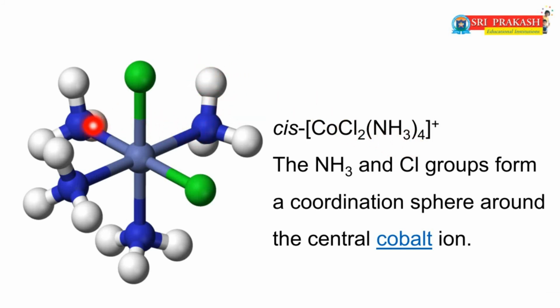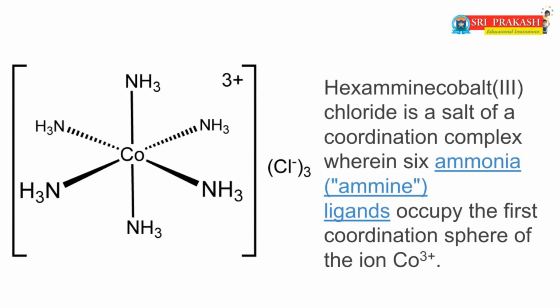In this, the blue color dots represent nitrogens, green color dots represent chlorines, and white color dots represent hydrogens. Another example is hexaamminecobalt(III) chloride, a salt of a coordination complex where 6 ammonia, that means amine ligands, occupy the first coordination sphere of the ion Co3+. That means in this complex, the nitrogen atoms of ammonia are directly attached to the cobalt ion.